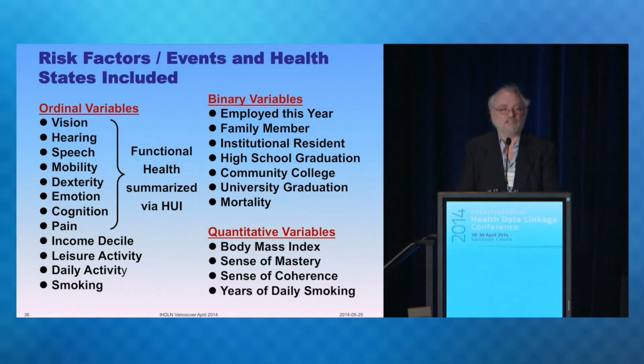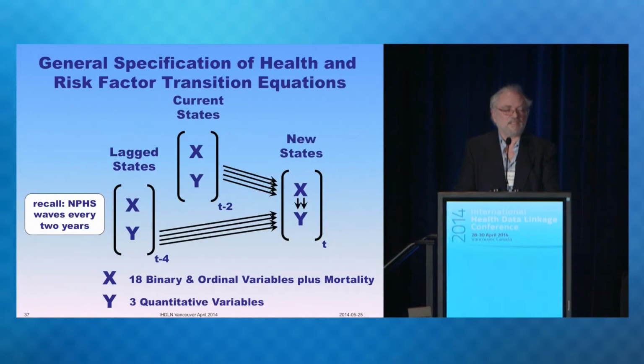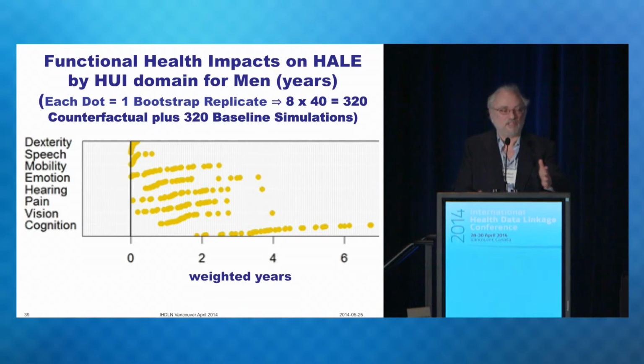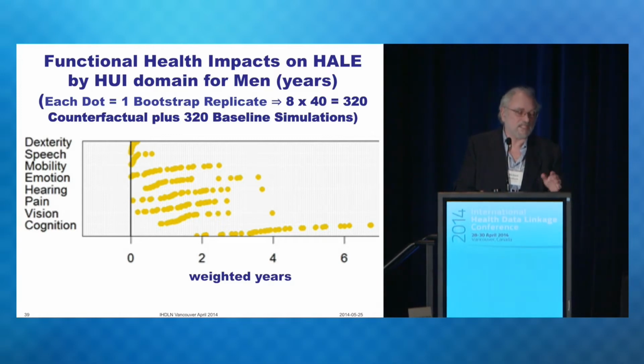These are all the variables that have been included in the current version of health paths. This is the set of equations in a really summary form that were estimated. But then what we can do is say, well, let's artificially change something. Let's run a counterfactual simulation where nobody ever has dexterity problems. And interestingly, cognition is way up there. The median is about 4 years of health-adjusted life expectancy. Dexterity turns out to be zip nada.